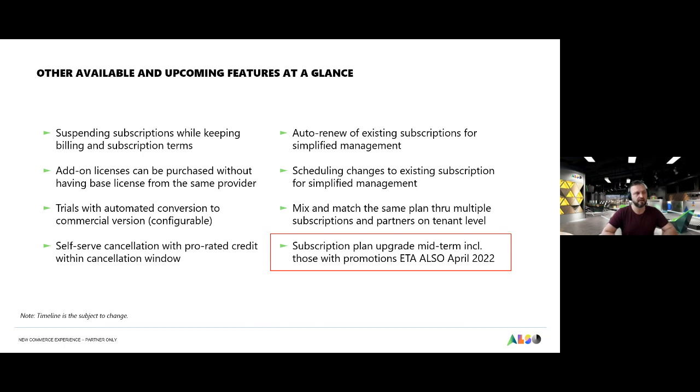So you can have the same plan purchased from multiple partners in multiple subscriptions, having different billing dates, having different commitment terms and billing frequencies. So you can mix and match as much as you need. There is virtually no limitations here.